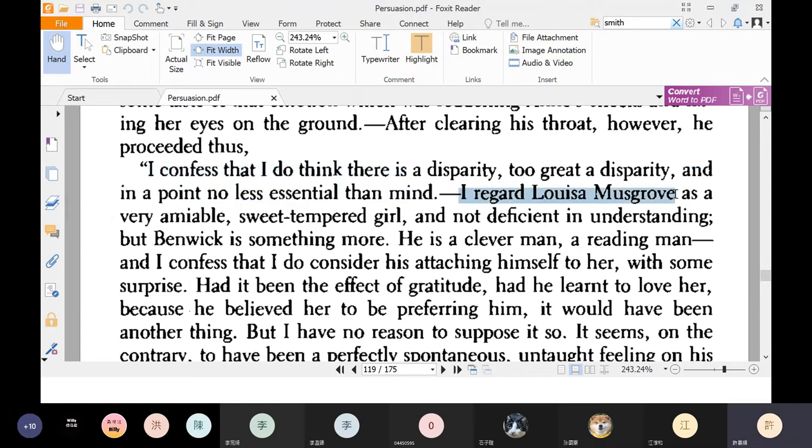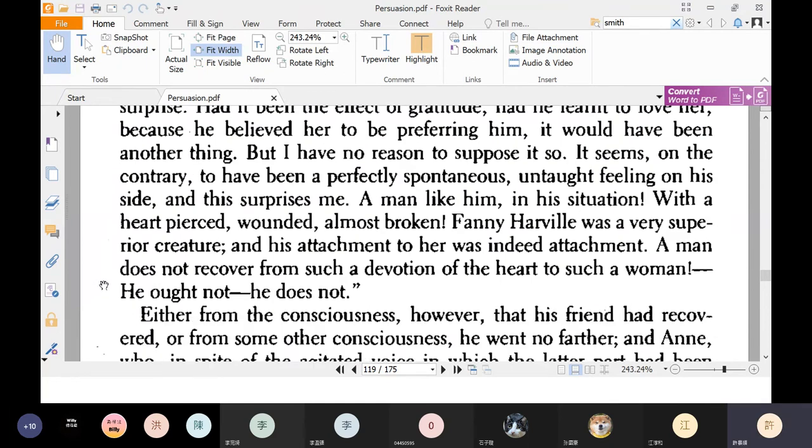"I regard Louisa Musgrove as a very amiable, which means friendly, sweet-tempered girl, and not deficient in understanding." Notice that he doesn't say that she has understanding. He says that she is not deficient in understanding. She does not lack understanding, which means that she has some understanding. Not a lot, not very good, just some. "But Benwick is something more. He is a clever man, a reading man."